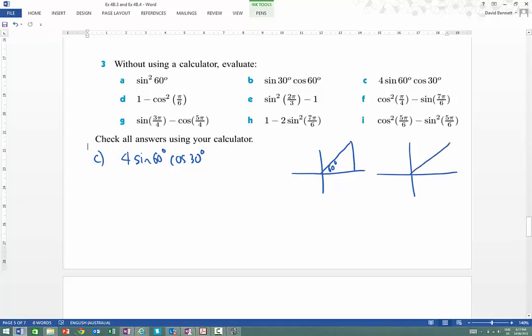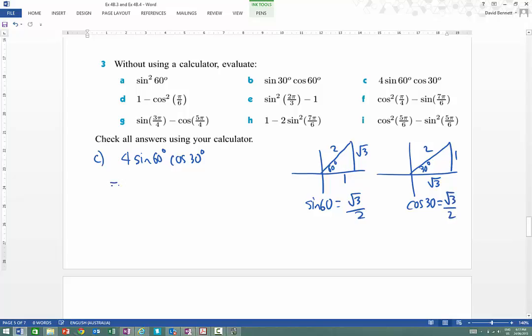Okay, so I've got my 30 degree one. So for my special one, that's going to be √3, 1, 2. This one's going to be 1, √3 and 2. So if I'm doing sine of 60, that is going to be equal to the opposite, √3 on 2. This is cosine of 30. Cosine of 30 is equal to the adjacent side over the hypotenuse, that's √3 on 2.